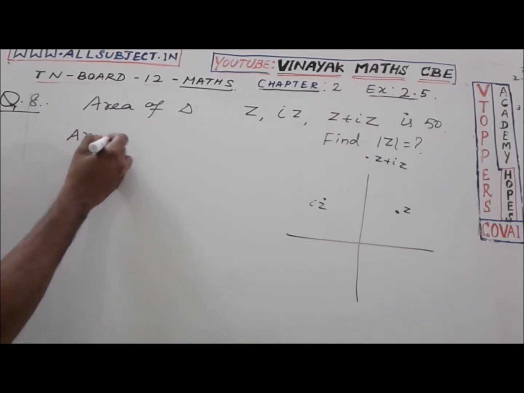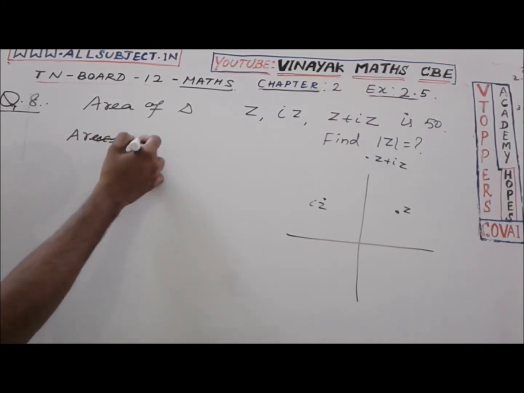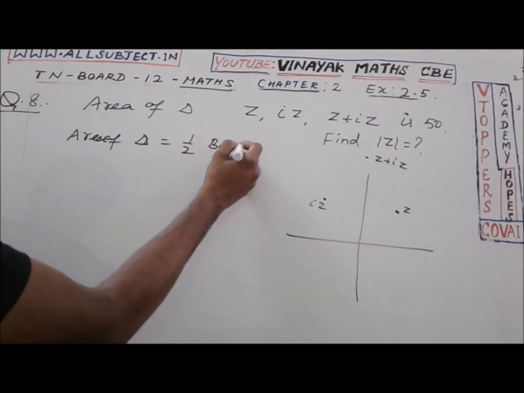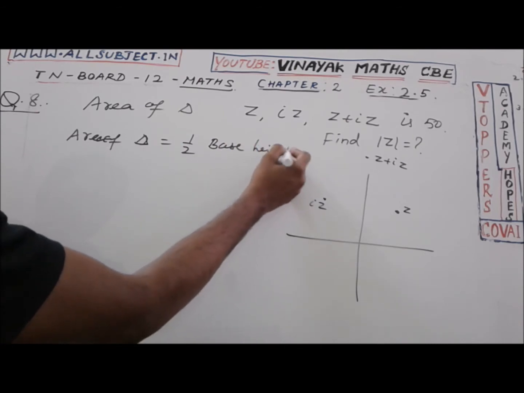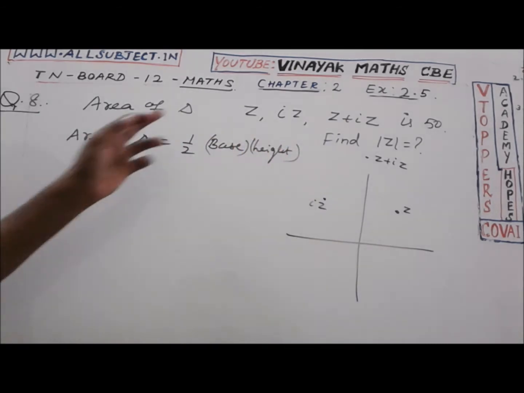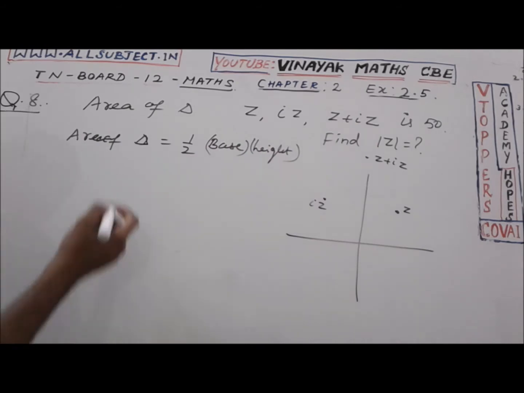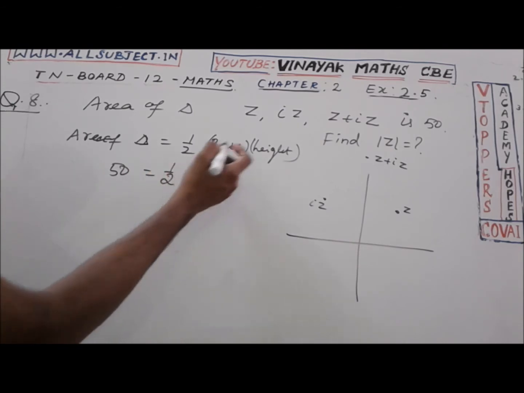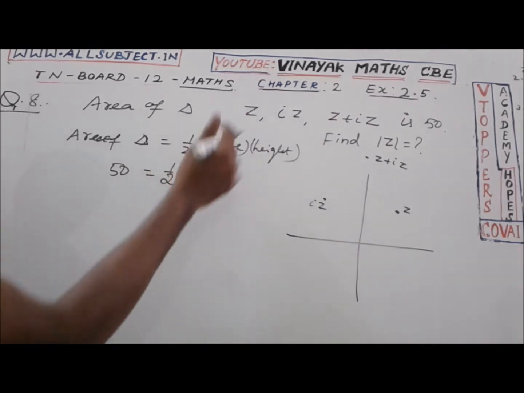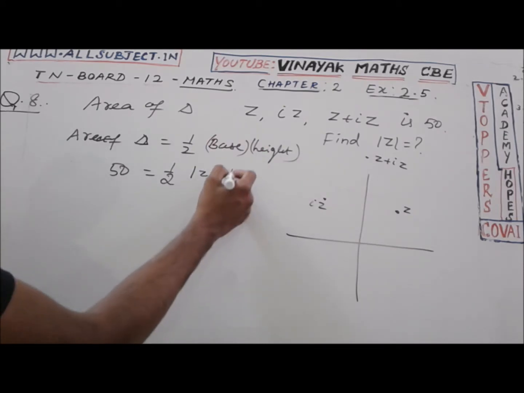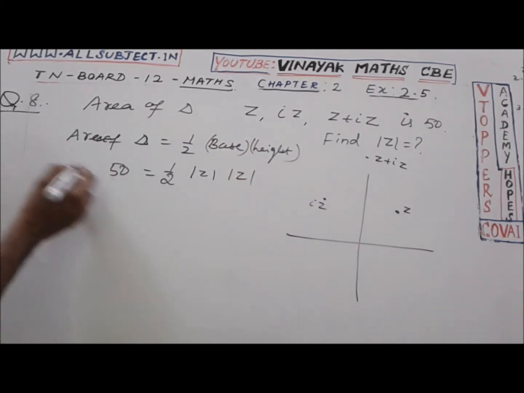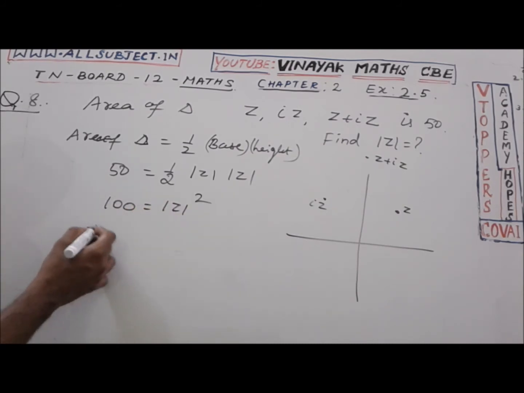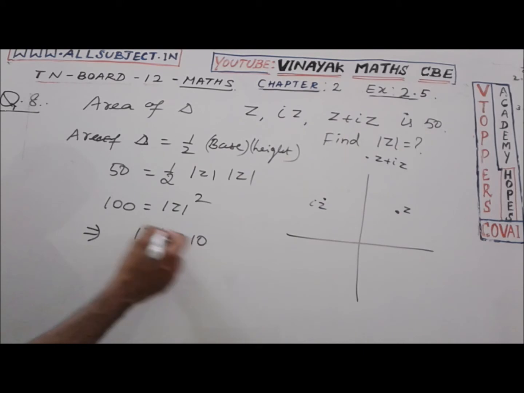So area of triangle equals half base into height, taking one complex number as base and another as height. The given area is 50, so 50 equals 1 by 2 into length, which means we should take the modulus. So modulus of z, then modulus of iz is modulus z. Simplify, cross multiply: 100 equals modulus of z squared, which implies modulus of z equals 10.